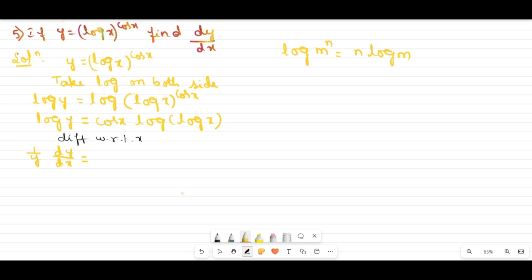On the right hand side, we must apply the product rule, where cos x is u and log x is v. If you apply the product rule, first function into derivative of log x, which is 1 by log x, into... see, this derivative is over. Now we move on to the log x. Log x derivative is 1 by x, plus log x, keep that as it is. Cos x derivative is minus sin x.